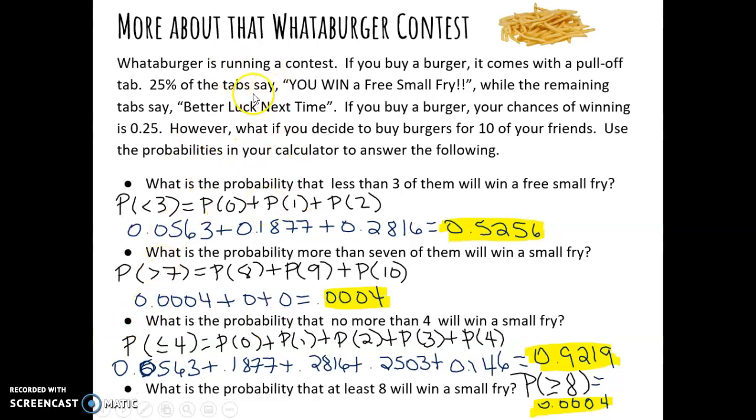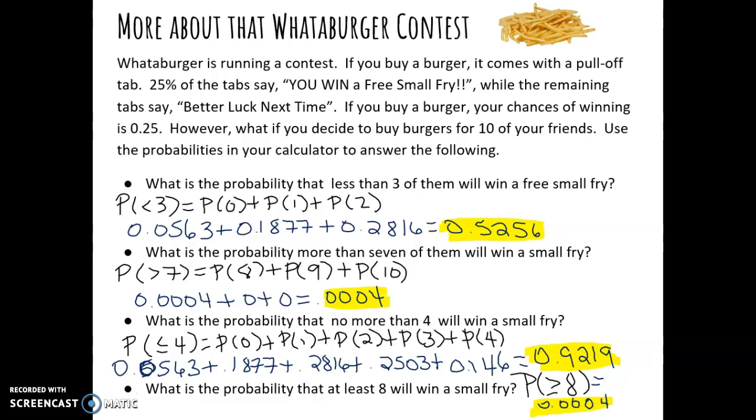So we left off on the Whataburger contest, and we went to our calculator and found all the probabilities for all the possibilities if we bought 10 burgers and on how many we could win. We could win anywhere from 0 to 10 free small fries. Then we used those probabilities in our calculator to calculate the probability of less than 3, more than 7, no more than 4, and at least 8, and we got the following probabilities. Now, again, the calculator did make things easier, but this got a little tedious.